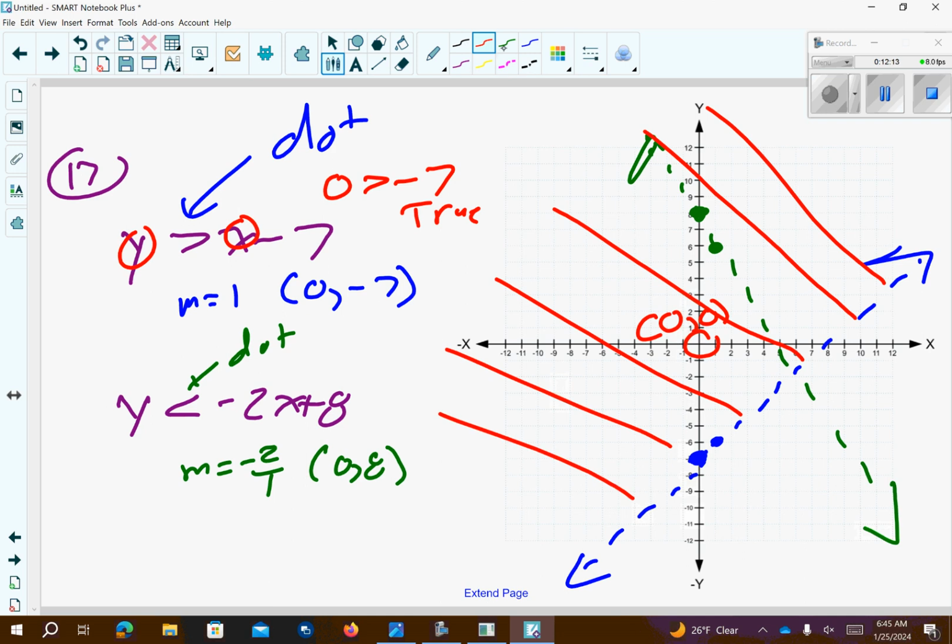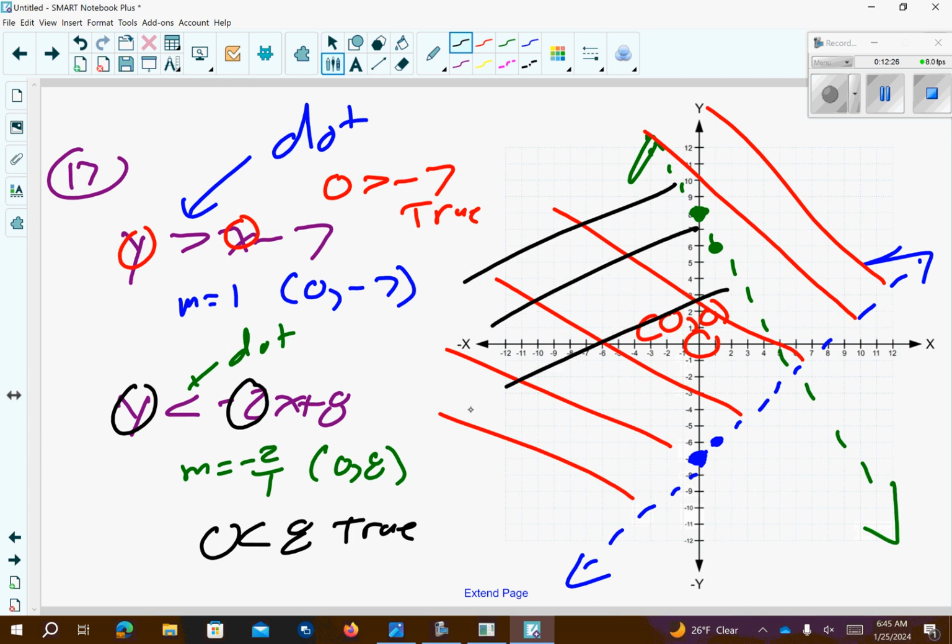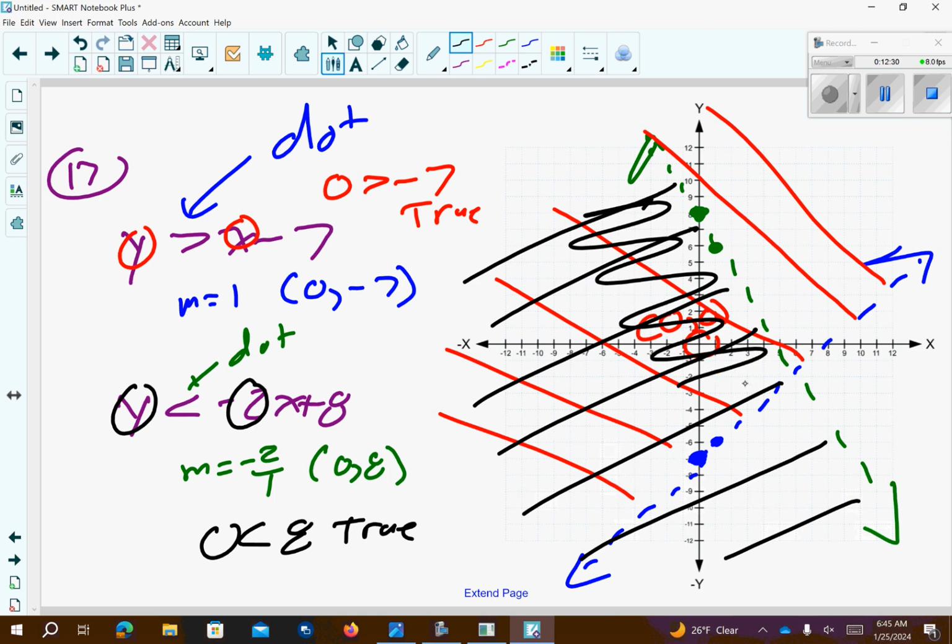And I'll pick a different color. This one, I'm going to plug 0, 0 in. So I get 0 here, 0 here. So 0 is less than 8. That's also true. So I'm going to shade the side that the 0, 0 is on with the green line. And where they overlap is our solution. So our solution is in here.